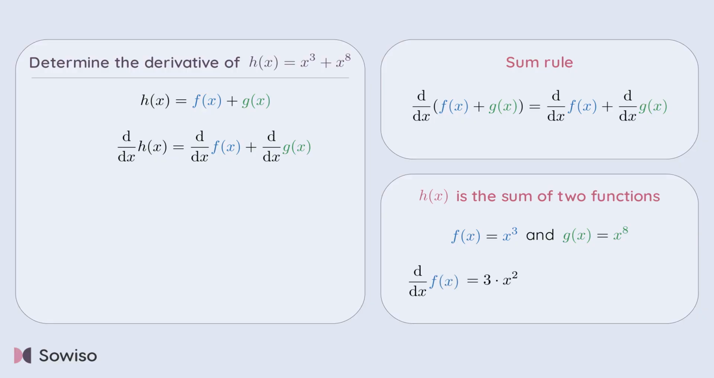The derivative of f is 3 times x squared, and the derivative of g is 8 times x to the power of 7. Adding these results yields the derivative of h, which is 3 times x squared plus 8 times x to the power of 7.